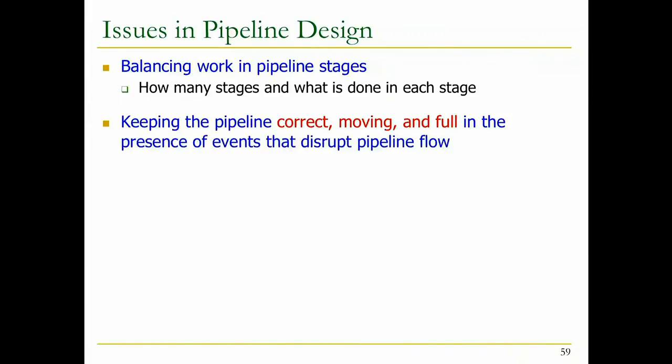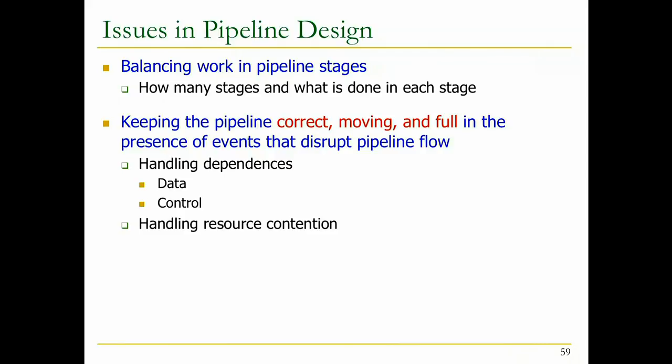In the presence of events that disrupt the pipeline flow, like control and data dependencies, you need to keep the pipeline correct. Correctness comes first. Moving, that's an example of correctness. And full, that's a performance issue. You need to do that in the presence of data and control dependencies. And also, there's resource contention. What if you have a register file that's needed by different stages in the pipeline? This is similar to the dryer example, right? Do you replicate that? Or do you order things?